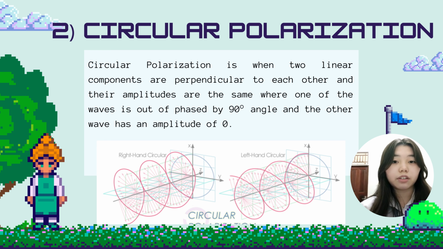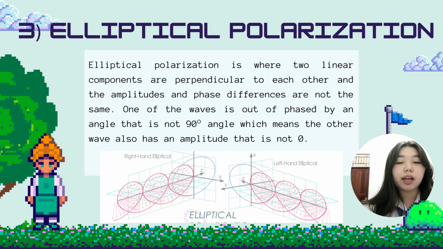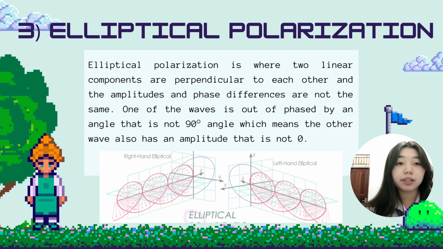And there are two types of circular polarization, which are right-hand circular and left-hand circular. Elliptical polarization is the same as circular polarization, where two linear components in the electric field of light are perpendicular to each other, except that the amplitudes and phase differences are not the same. One of the waves is out of phase by an angle that is not a 90-degree angle, which means that the other wave also has an amplitude that is not zero. There are two types of elliptical polarization, which are right-hand elliptical and left-hand elliptical.